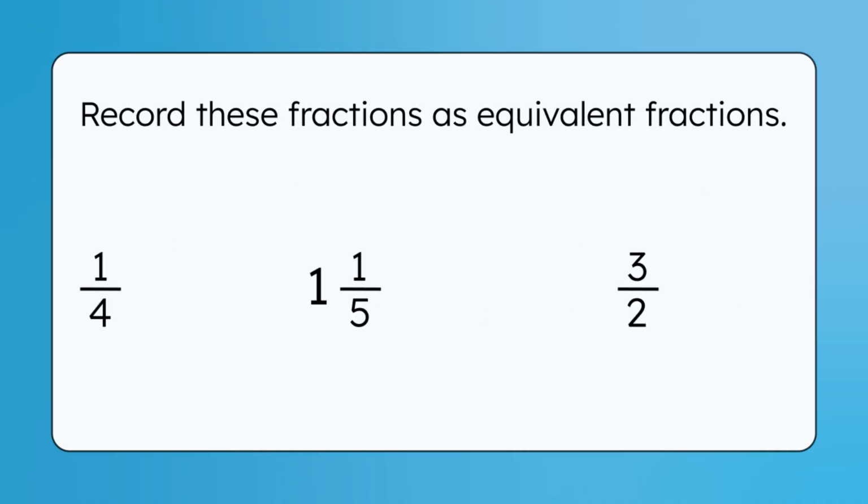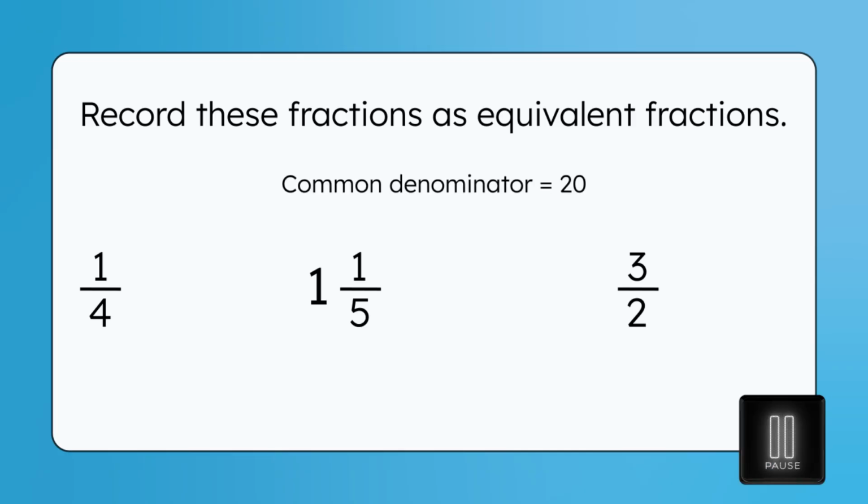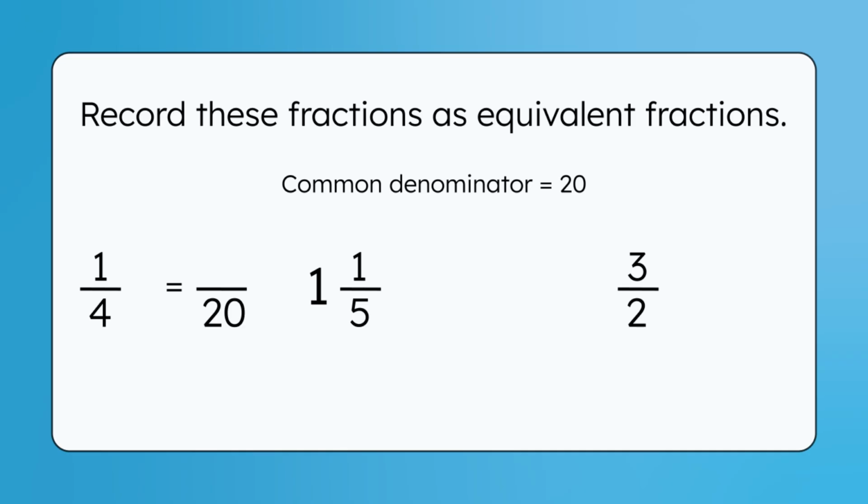Your turn. Record the 3 fractions you've been working with as equivalent fractions with 20 as the common denominator. Starting with 1/4, you ask yourself, 4 times what equals 20? 5. So multiply numerator and denominator by 5. That gives us an equivalent fraction of 5 over 20.